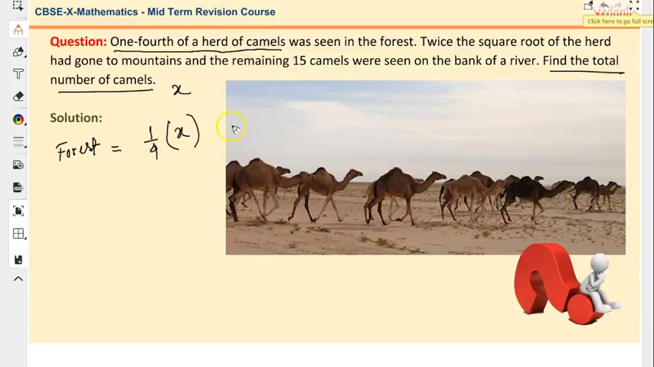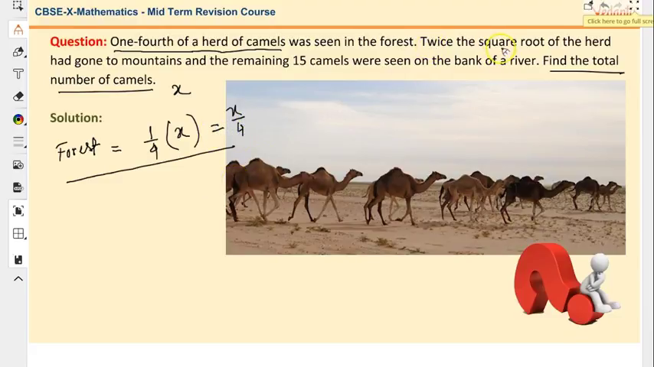So this is very important. This is where your skill comes in: you need to understand this language and write down this equation. This is the skill that is required in word problems. Once you can write this, then there is nothing new left to learn here. So this is x by 4 that you see in the forest.